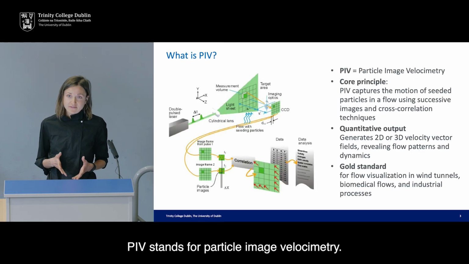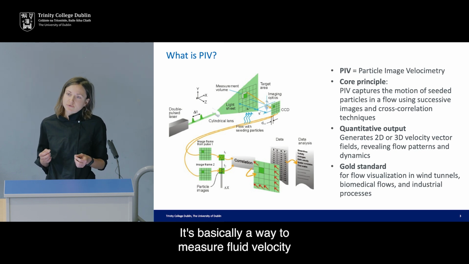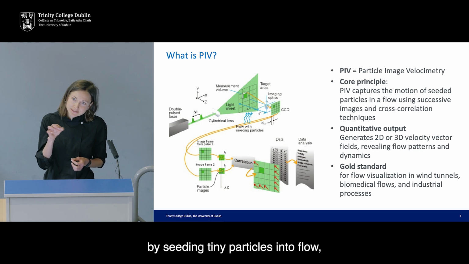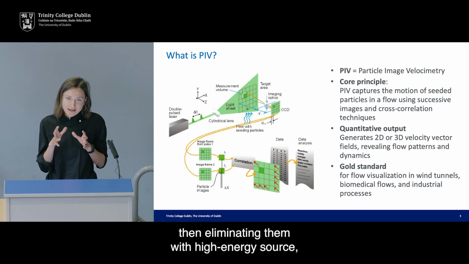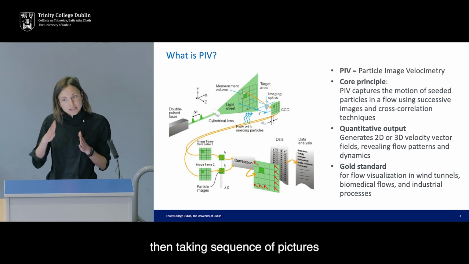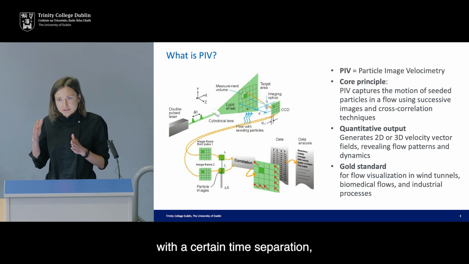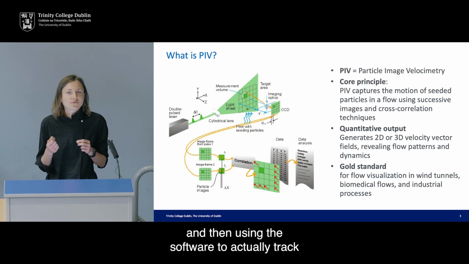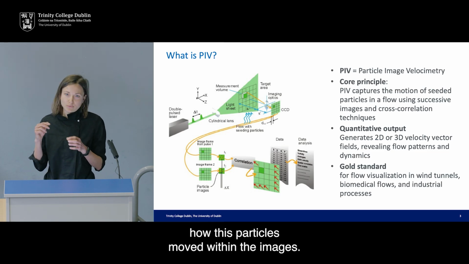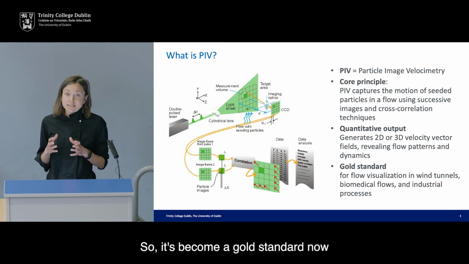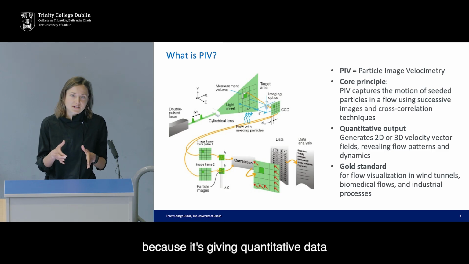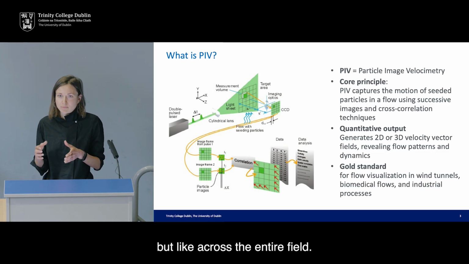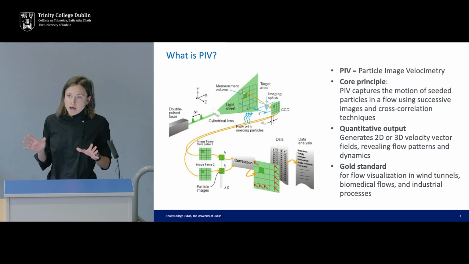So what is PIV? PIV stands for particle image velocimetry. It's a way to measure fluid velocity by seeding tiny particles into a flow, then illuminating them with a high energy source, taking a sequence of pictures with a certain time separation, and then using software to track how these particles moved within the images. It has become a gold standard in labs and industry because it gives quantitative data, not only at a single point, but across the entire field.